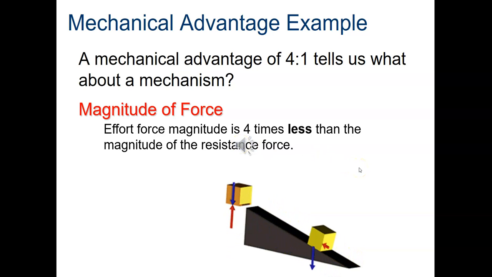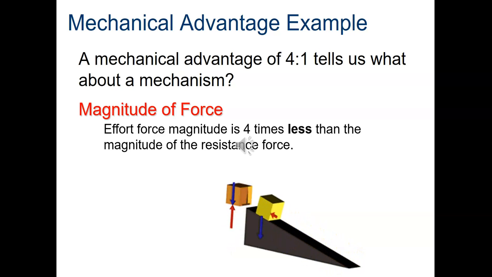Be sure to view this presentation or this PowerPoint in presentation mode so that you can see the animations working. On this slide, we'll look at an example of mechanical advantage. On this inclined plane, we'll see a mechanical advantage of 4 to 1. That's the ratio. What does it tell us about a mechanism?